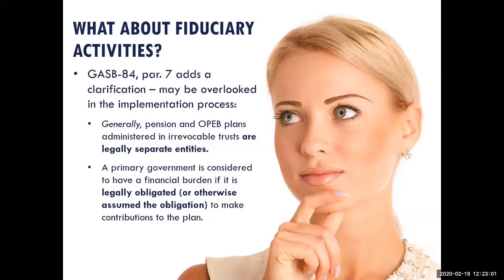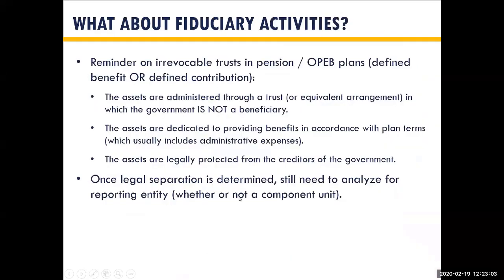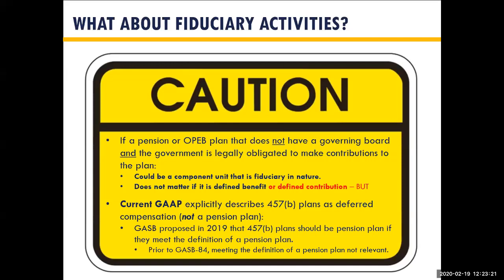Additional determinations are needed. So again, there are some elements of fiduciary activities, in the case of a primary government and a plan, but once the legal separation is determined, we still need to analyze whether or not there is a component unit relationship. So I mentioned this could be changing very, very soon, especially with respect to fiduciary component unit relationships.